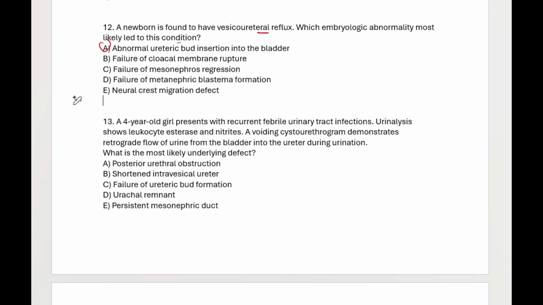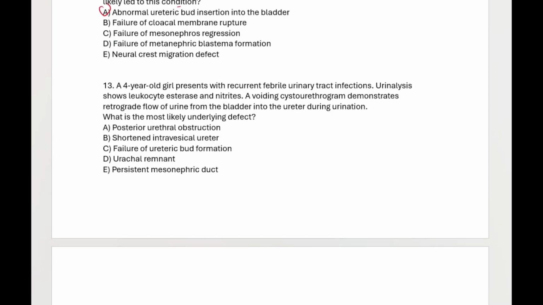And next question. A 4-year-old girl presents with recurrent febrile urinary tract infection. Urinalysis shows leukocyte esterase and nitrites. A voiding cystourethrogram demonstrates retrograde flow of urine from the bladder into the ureter during urination. What is the most likely underlying defect? So this patient also has what? Like we mentioned earlier, if you see a recurrent urinary tract infection in a child, you should work them up for what? Very good. Vesicoureteral reflux.